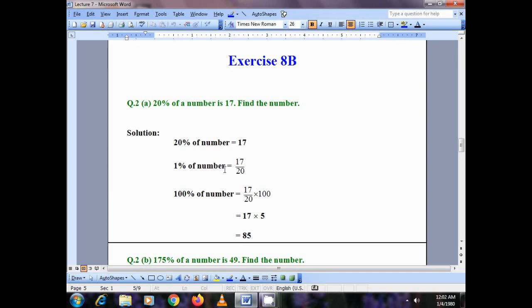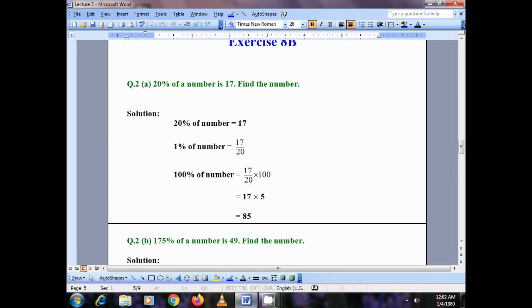Let's find 1% of the number. Now this will become 17 divided by 20. Again, we will find the 100% of the required number, which will be 17 divided by 20 multiplied by 100. Now 100 is a multiple of 20, which means 20 times 5 is 100. Now if we multiply 17 by 5, the product will be 85, which is the required number. It means that 85 is the number whose 20% is 17.